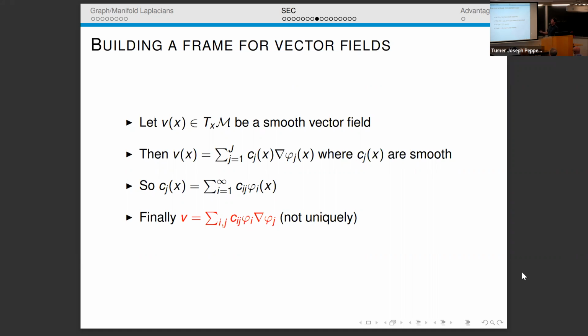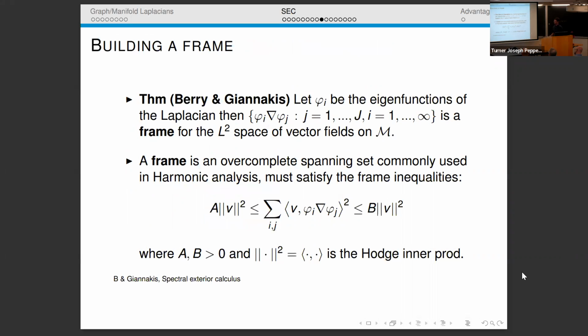And since these are smooth functions, that means I can write them in the basis. So I take each of those J coefficient functions and I write it as an infinite series. So I've got finitely many gradient fields, but I've got infinitely many eigenfunctions that decompose the coefficient functions. And so ultimately we see that every smooth vector field can be written, not uniquely, as a linear combination of phi_i grad phi_j's, where those are eigenfunctions of the Laplacian. So now we can get all the vector fields, not uniquely, although it's a frame, so you can get the frame coefficients, and that would at least give you a unique choice.